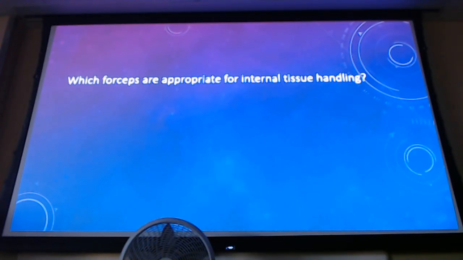I'll give you a hint. It's either Addison's or DeBakey's. Which one do you want to use? DeBakey's. And you want to use Addison's for skin edges, right? Why? They are grippy. They have the little biters, the rat tooth, so it doesn't crush tissue, versus internal tissue, where we don't want to necessarily crush it either, but it's less likely of a crush versus the edge of the skin. Okay, so Addison's with rat tooths on the skin, DeBakey's on the inside.